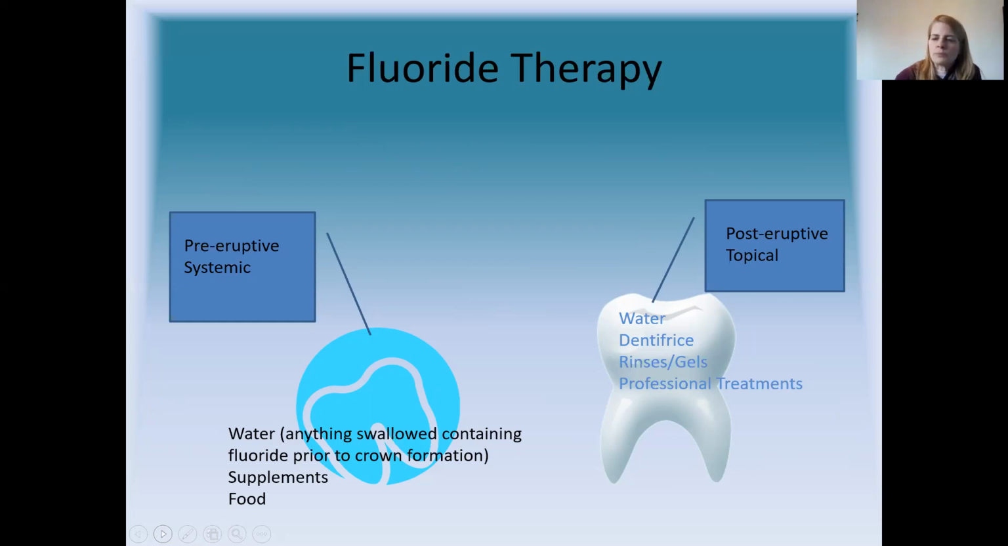Once it's post-eruptive, it's water in the topical form versus systemic form. It's toothpaste, it's rinses, it's gels, it's the every 6 months fluoride treatment.